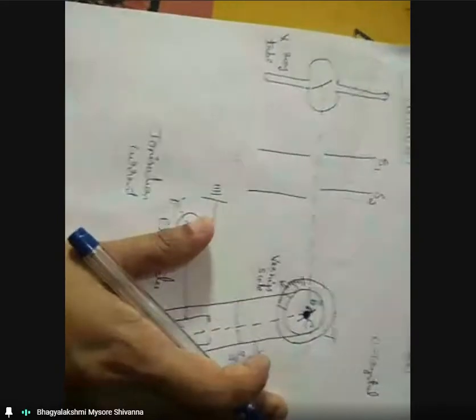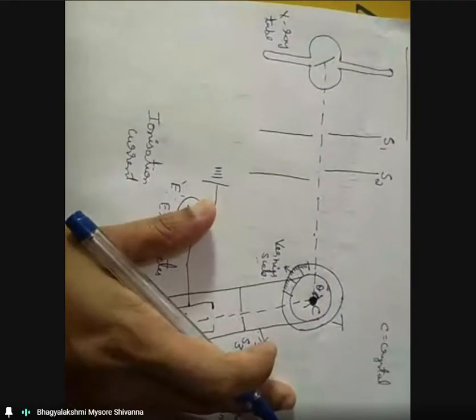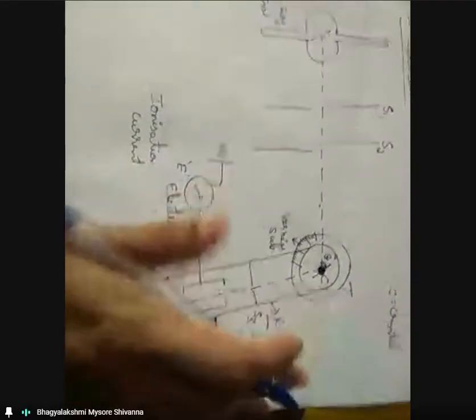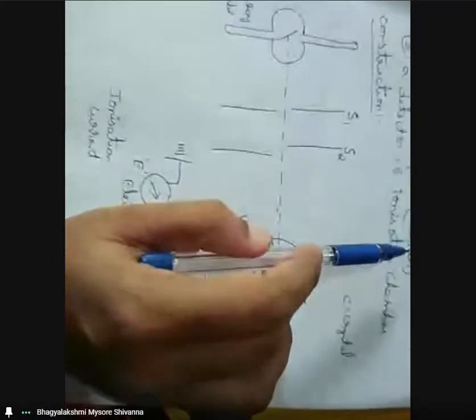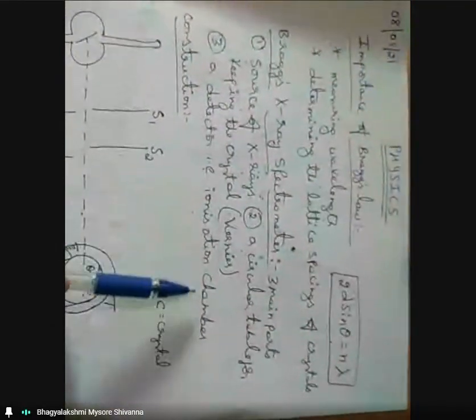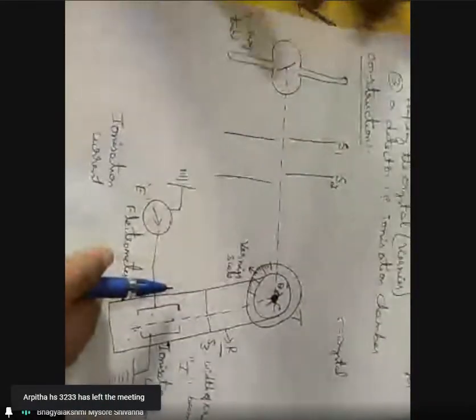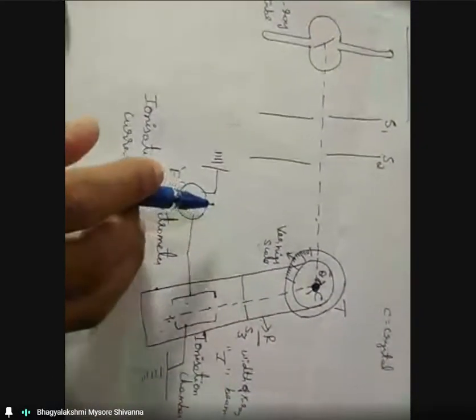So what is the construction? To construct the Bragg's spectrometer, we need three main parts. One is the source of X-rays, then a circular table for keeping the crystal, which is also connected with the vernier. And the third one is a detector, that is the ionization chamber. So this is the diagram of the Bragg's spectrometer or X-ray spectrometer. This diagram carries 2 marks.